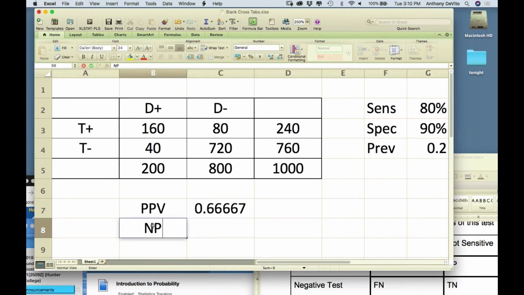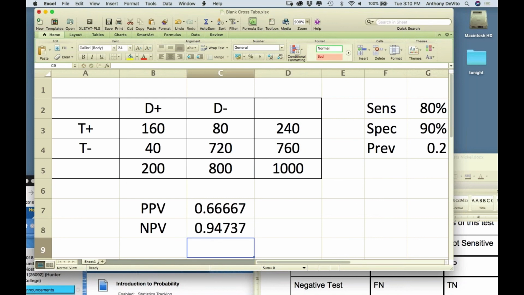What's the negative predictive value? Who wants to tell me what that is? Okay, that's the probability that you don't have the disease given that you tested negative. What's that going to be? How many people tested negative? 760. How many people are really negative? 720. So the negative predictive value is 720 divided by 760. You guys comfortable with that? Sure, I'll do that again. Negative predictive value is a little bit more confusing, isn't it?